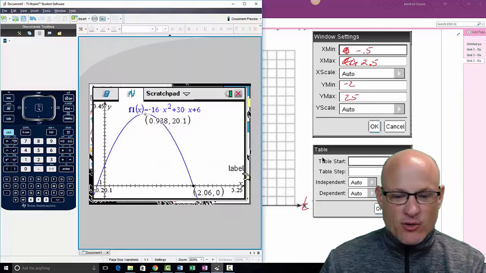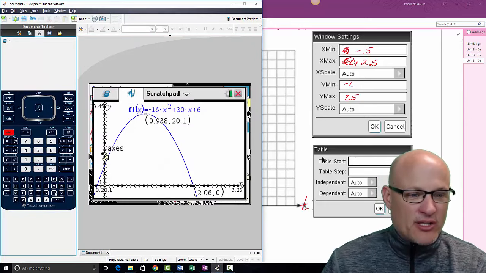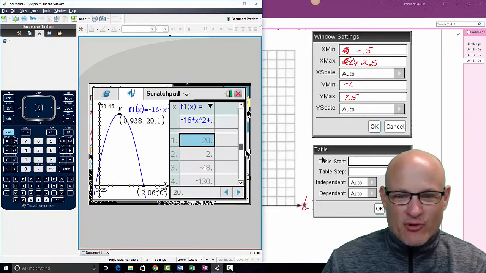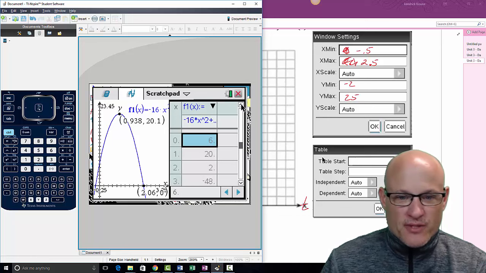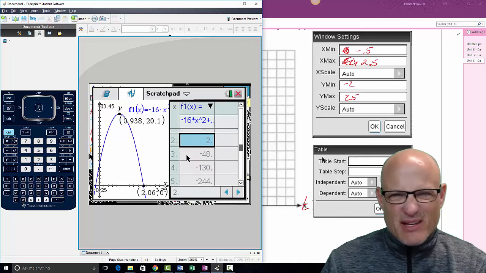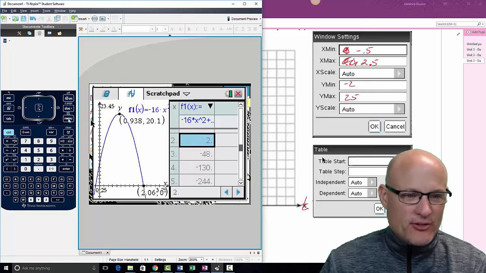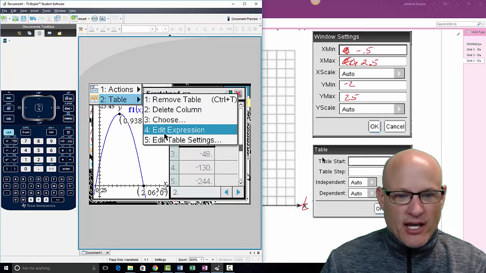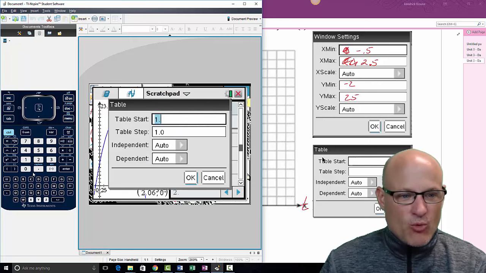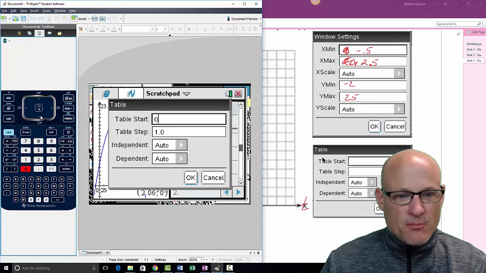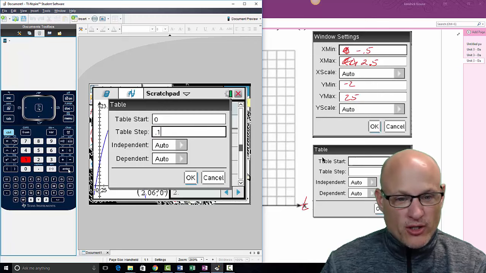All right, we got this thing in our calculator. If I go to the table, again, we have that same issue with the table. Check how stupid these numbers are. At 0, I'm at 6. At 1, I'm at 20. And at 2, I'm at 2. But then it doesn't make any sense to do these, right? So we'll go into menu, table settings, and we'll edit the table settings. I want to still start at 0, but how about we make these 0.1 instead of 1.0, and we'll click OK.